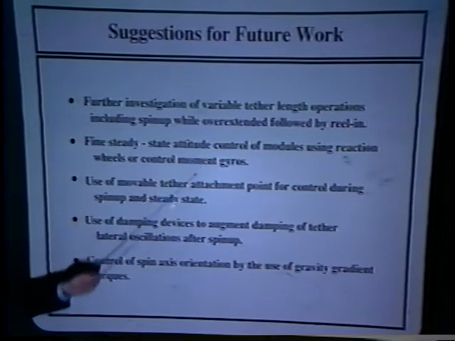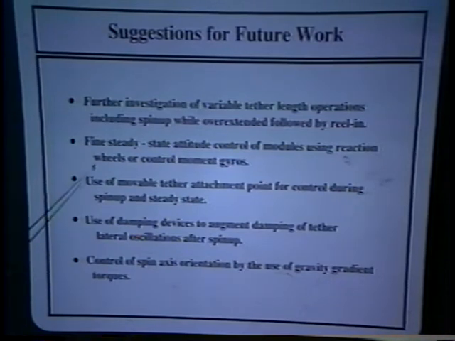The fine steady-state attitude control of the modules is an important area of research that needs to be looked into, and I would recommend, of course, the use of reaction wheels or control moment gyros rather than thrusters for the fine control. The use of a movable tether attachment point has been shown by Bob Kleinschroeder to enable sub-arc-second pointing accuracies on a gravity gradient stabilized observation platform. And this same technology could be used for the steady-state control of the attitudes of the modules, as well as possibly the spin-up non-steady control.